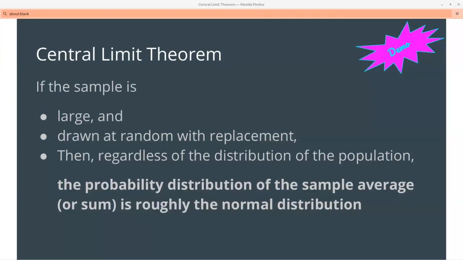So if the sample is large, and as we've talked about before, small and large are relative depending on the context you're in, and drawn at random with replacement, then regardless of the distribution of the population, the probability distribution of the sample average or sum is roughly the normal distribution. Okay, so this is a theorem. So that means it's like a proven thing, or mostly proven thing. And so what this tells us is that we can get an idea of where that distribution is going to land. So let me show a demo because I think it's easier.